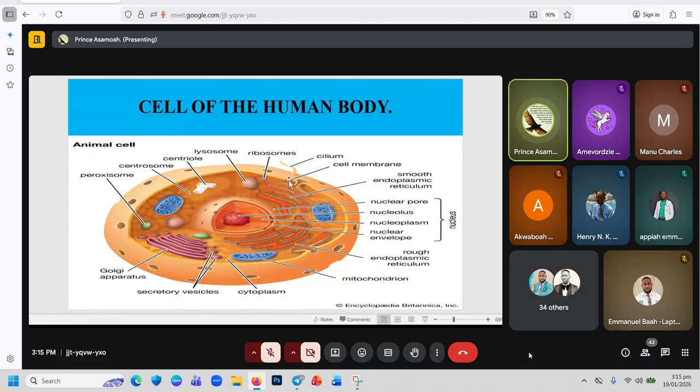So we have the cell wall, and the nucleus, which has been cut open, and within it you are going to see the DNA. Between the cell wall and the nucleus, you have the organelles: the centrioles, lysosome, ribosome, peroxisome, Golgi apparatus, and endoplasmic reticulum. All of them are found within the cytoplasm. We'll be looking at them one by one.